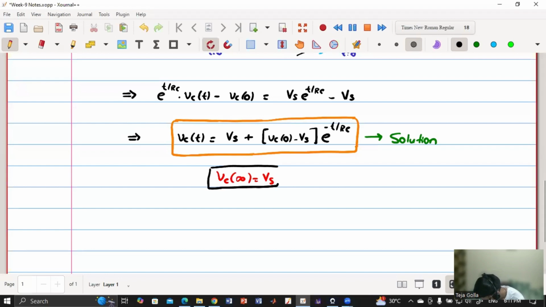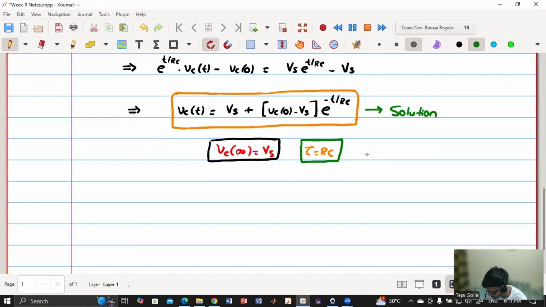And the time constant tau is defined as RC. So now if you substitute this in the above expression, we'll get something like this. We'll get Vc of t is equal to Vc of infinity.